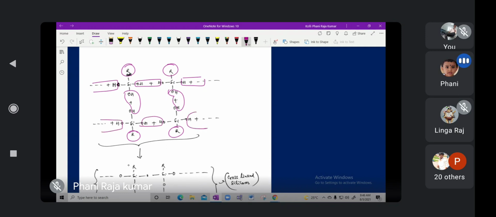But top to bottom extension is not possible because the alkyl group is there. The alkyl group is a chain blocking unit, or polymerization stopping unit, and thereby we get left to right, and one chain above, one chain below. Between these two also links are possible. That's what is called cross linked. This part is called a cross link. This is called a cross link.